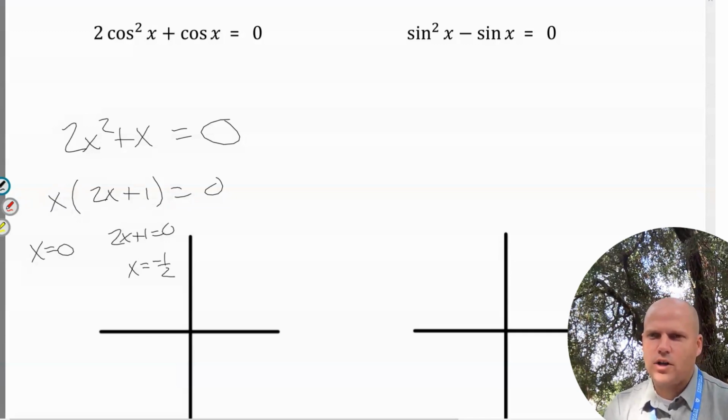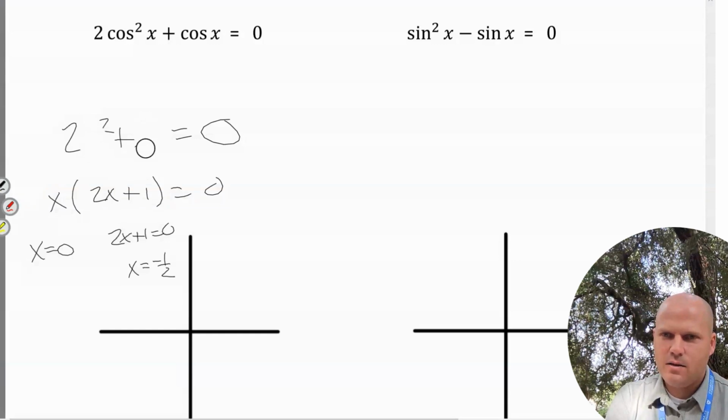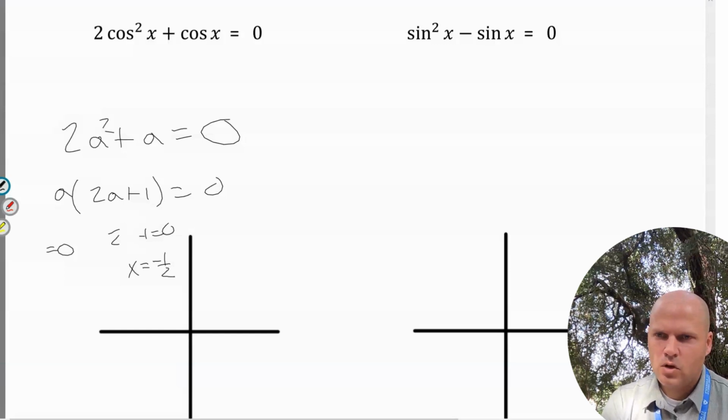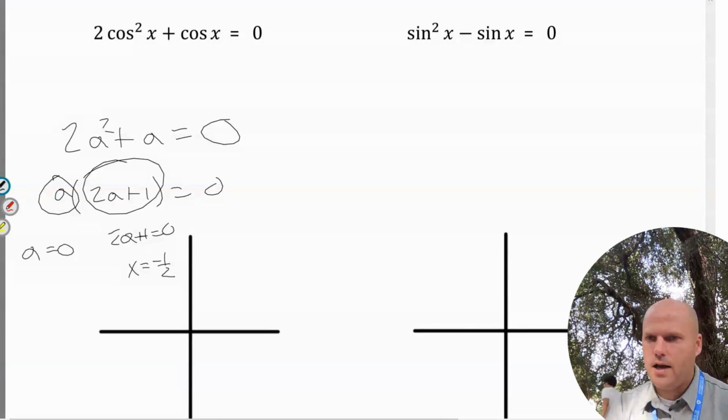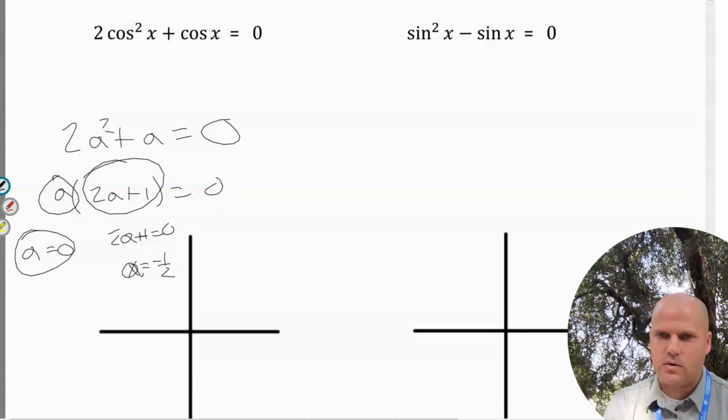Now, I don't want to confuse you by using x's. Why don't I just switch this to an a? That way you're not confused. Yeah, let's do a for the reason of removing confusion. So yeah, we have a product equal to 0. If either piece of our product equals 0, the entire thing's going to equal 0. So this could equal 0 or that could equal 0. And we get answers. So we get a equals 0 or a equals negative a half.